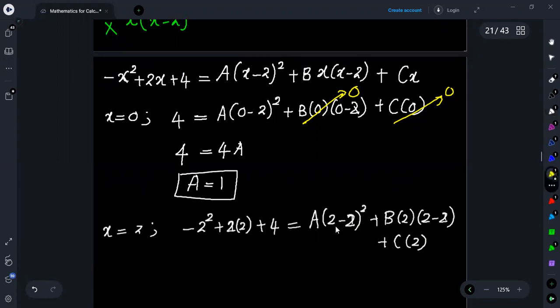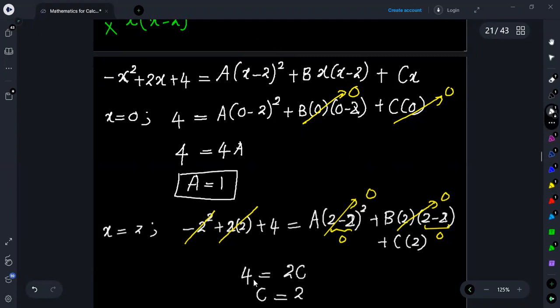And we can see that 2 minus 2 equals 0, and again 2 minus 2 is also equal to 0. So this entire thing goes to 0, and this also goes to 0. So we obtain, on this side, minus 4 plus 4 plus 4. So this one and this one cancel out. The remaining is 4 equals 2c. Simplifying this, we obtain c equals 2 as the answer for the constant c.